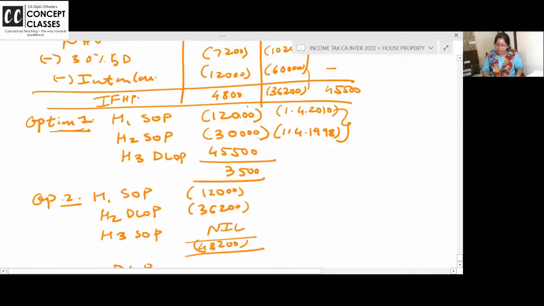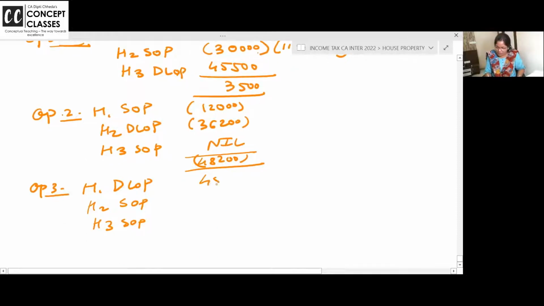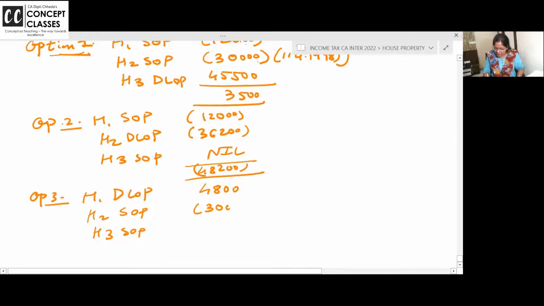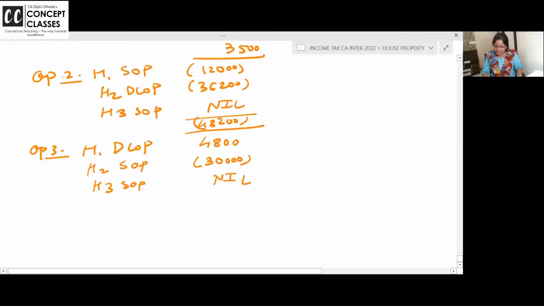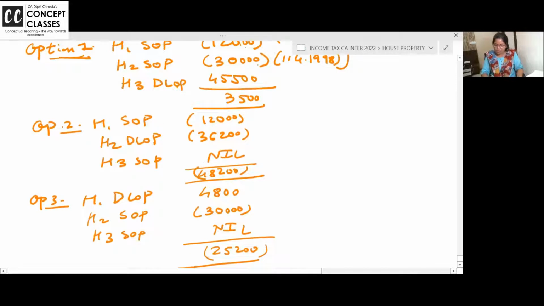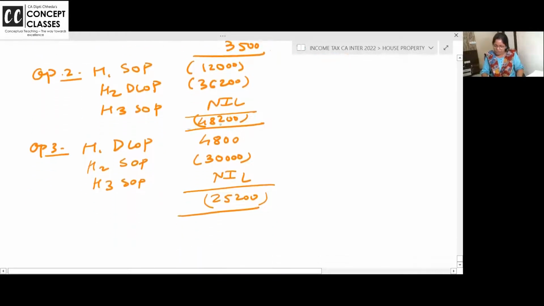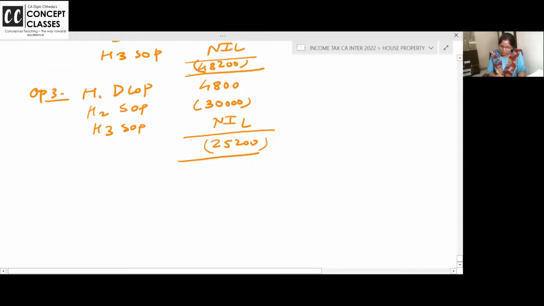Let's go together. So if the first is deemed let out, how much income you are getting? 4,800. Second is self-occupied, limit 30,000. Self-occupied, so limit. And third is self-occupied, so nil because there is no rental income. So this is coming to 30,000 minus 4,800, 25,200 loss. Now in option 1 there is income, in option 2 there is a loss, and in option 3 there is a 25,200 loss. So where will you go?